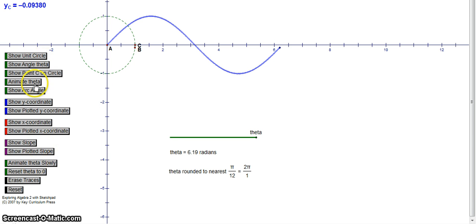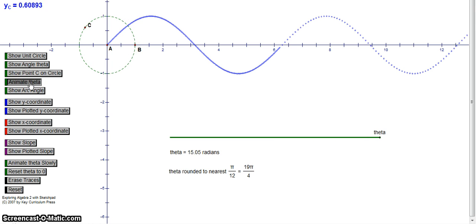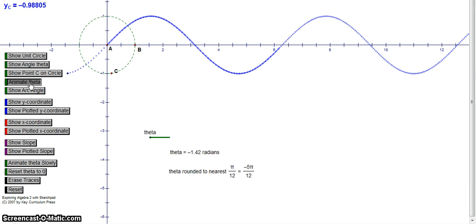So if we keep going, animate theta, so I'm going to go a little bit quicker. So we can see that the curve keeps going forever, and then you'll see now it's going to reverse and it's going to go towards negative angles once it catches up. So we're still positive, positive, positive, positive, now negative. So it goes in that direction as well. So that is our sine curve, or that's how we get the sine curve from the unit circle.